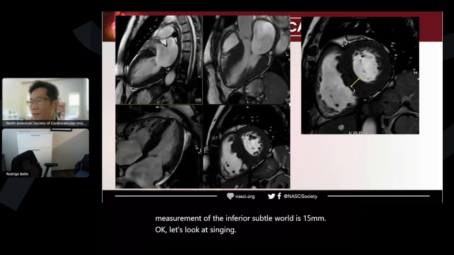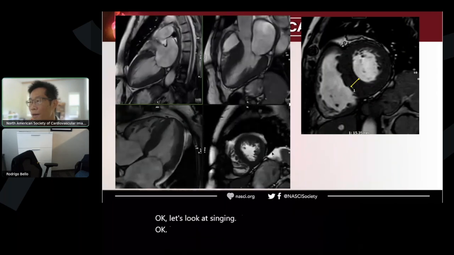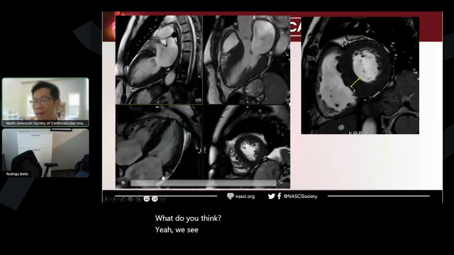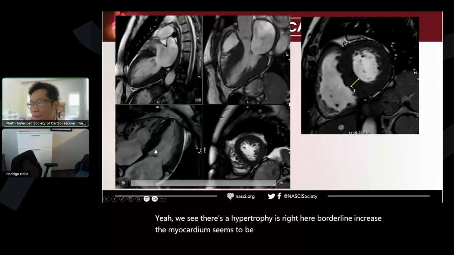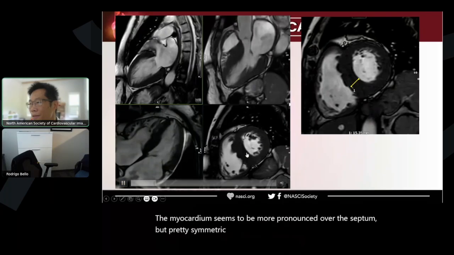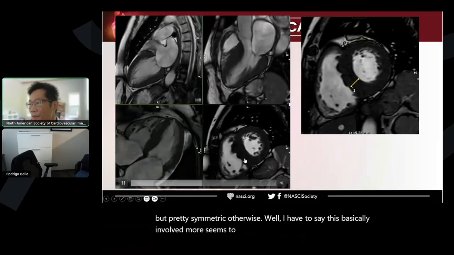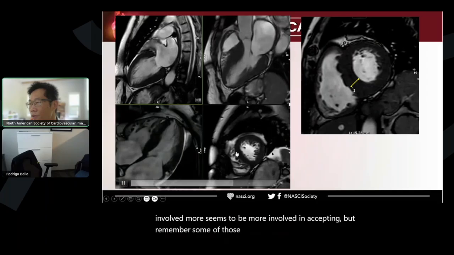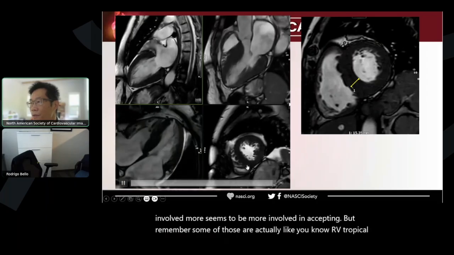Okay, what do you think? Yeah, we see there's hypertrophy right here. Borderline increase of the myocardium. It seems to be more pronounced over the septum, but pretty symmetric otherwise. Well, I have to say this basically seems to be more involved in the septum. But remember, some of those are actually RV trabeculations or the RV side of the wall.